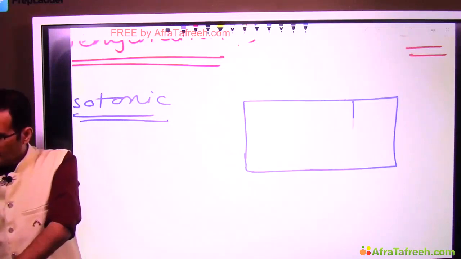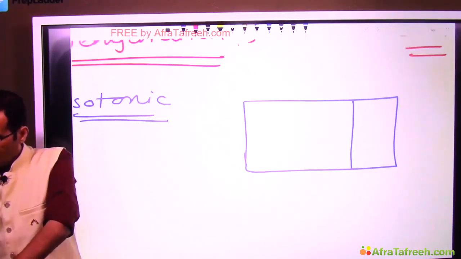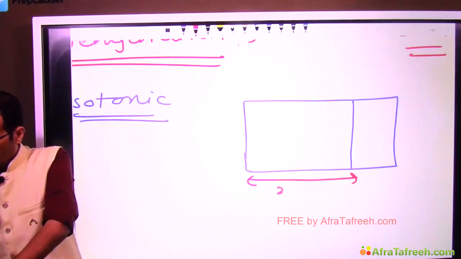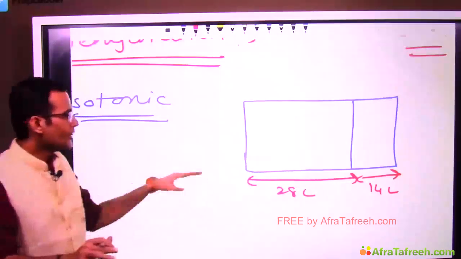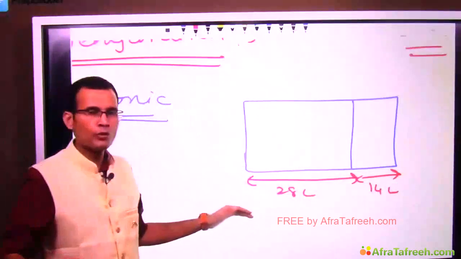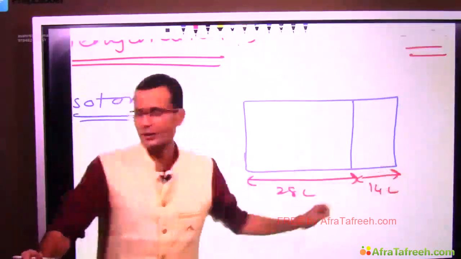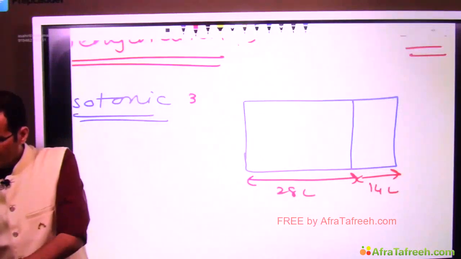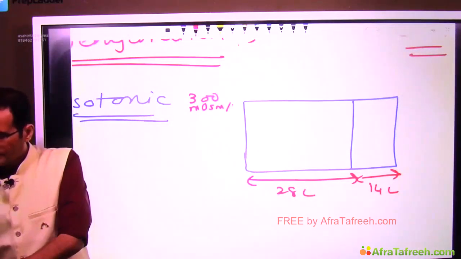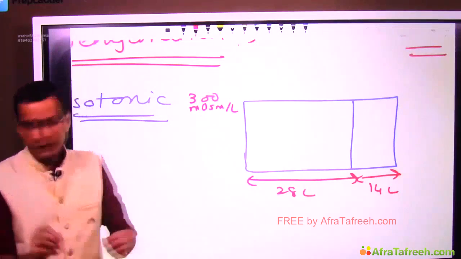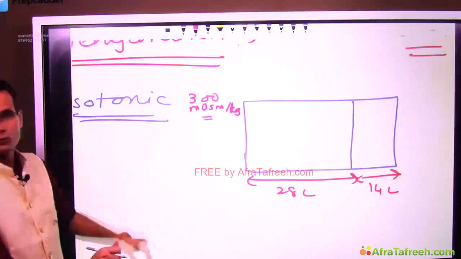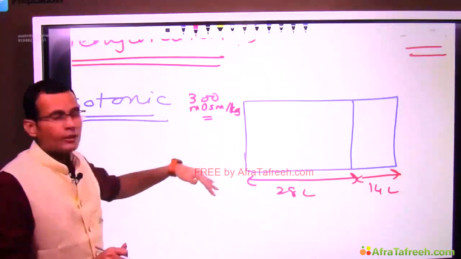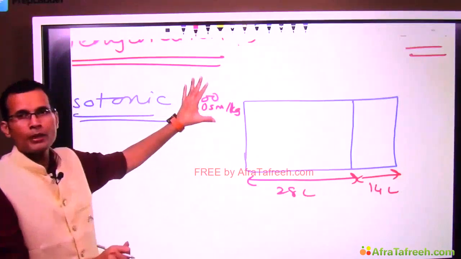Let's have a diagrammatic representation. Look, 28 liters is the volume of the ICF, 14 liters is the volume of the ECF. So it's quite clear that on the horizontal axis there is volume of the compartment. This is the ICF, this is the ECF. And 300 milliosmoles per kg of water, osmolality. So 300 on the vertical axis is the osmolality or tonicity of the compartments.